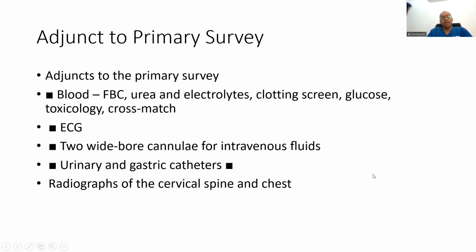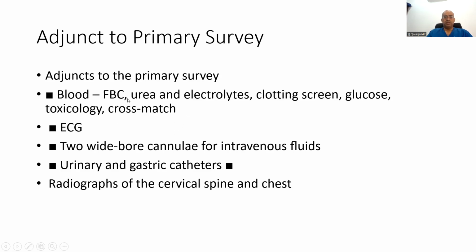Then there are adjuncts to the primary survey. What are the different investigations which we can carry out in the primary survey? First of all, while the IV line is being maintained, the sample is withdrawn for full blood count, electrolytes and urea, coagulation profile, glucose, and cross-matching of the blood.